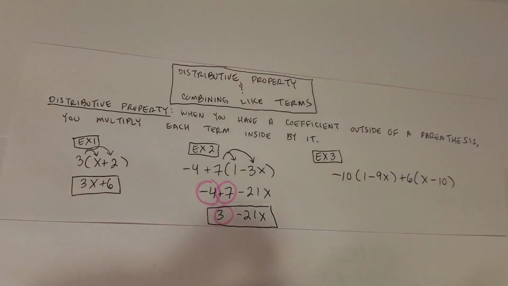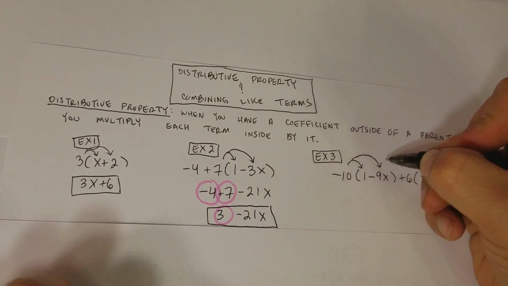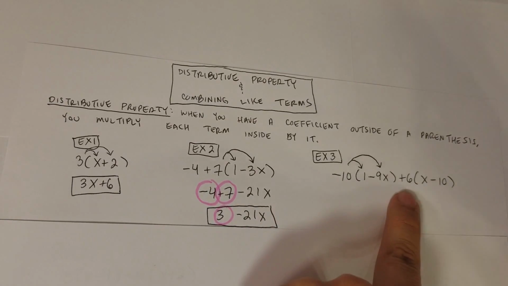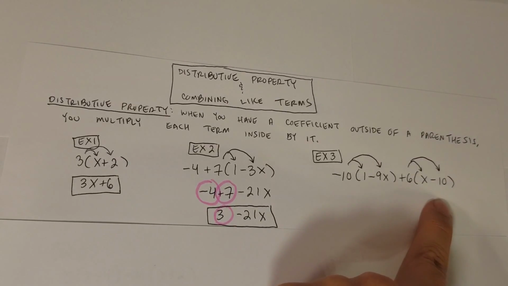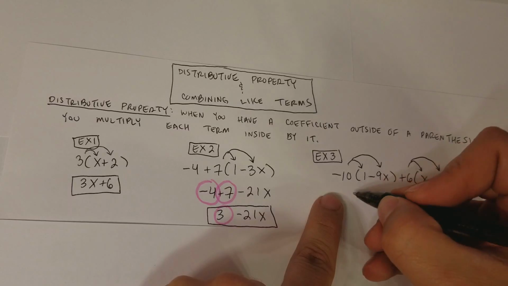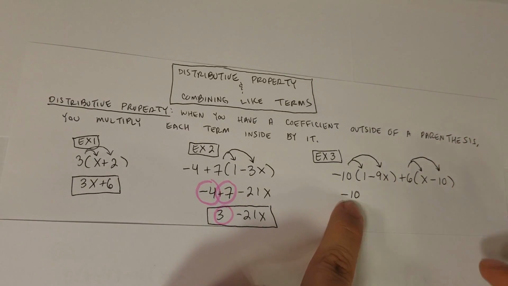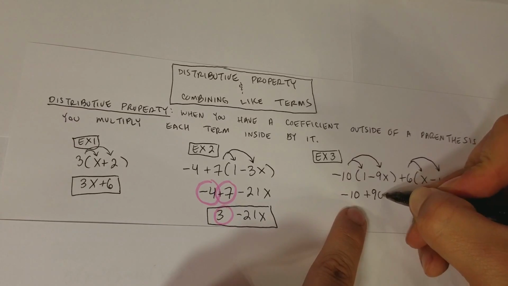Example 3. If we do the distributive property in this problem, we have to multiply the -10, don't forget the negative, by everything inside this parentheses, but we also have to do another distribution with the 6, multiplying the 6 by everything inside on this part. So if we do that here, negative times a positive is a negative. The negative is always going to win when you have multiplication. So we get -10. Negative times a negative is a positive. The negatives clash, turns into a positive, which is positive 90x.